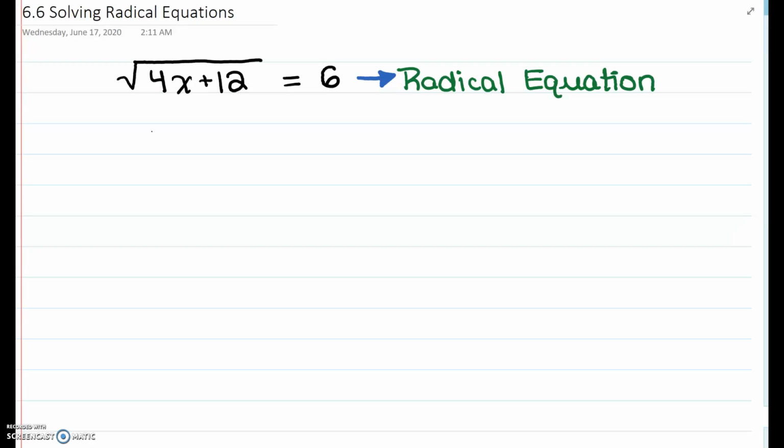Today we will cover section 6.6, which is on solving radical equations. We will go over how to solve and check all types and explain how extraneous roots occur. To get us started, let's take a look at an example problem.